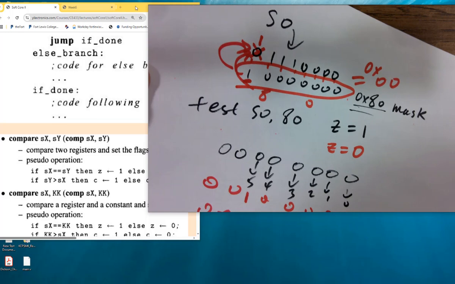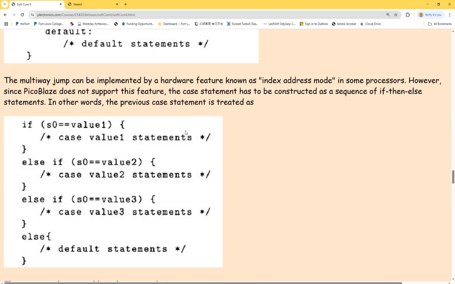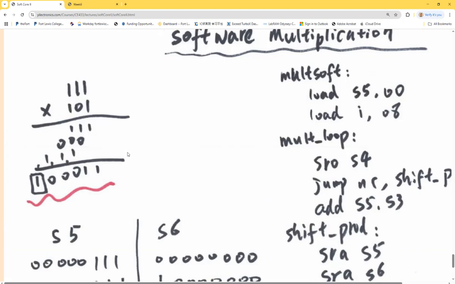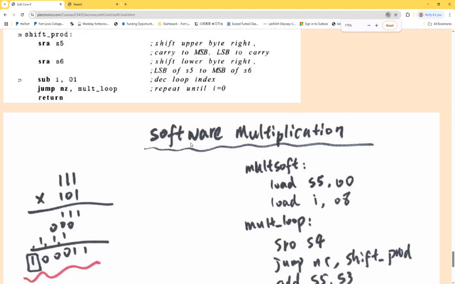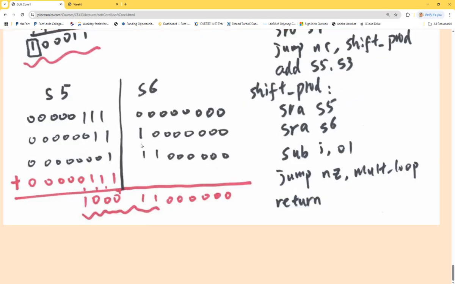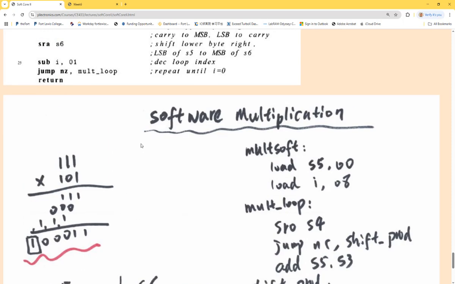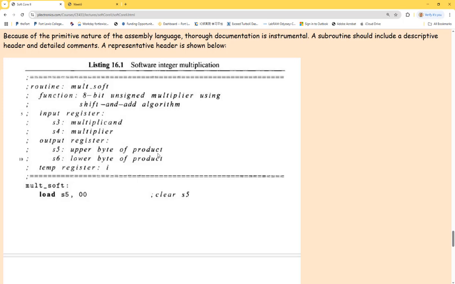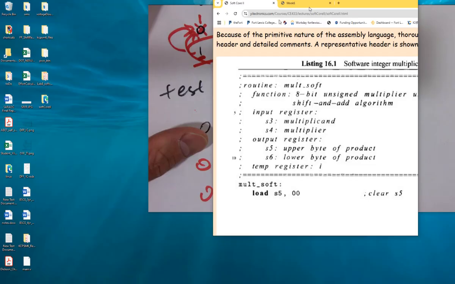Let's look at another one here, multiplication. So you are able to do some multiplication as well. Let's see how that works. It's at the bottom of the page. This is related to the lab we're going to do next week, so not to waste your time. This is the core algorithm for multiplication.